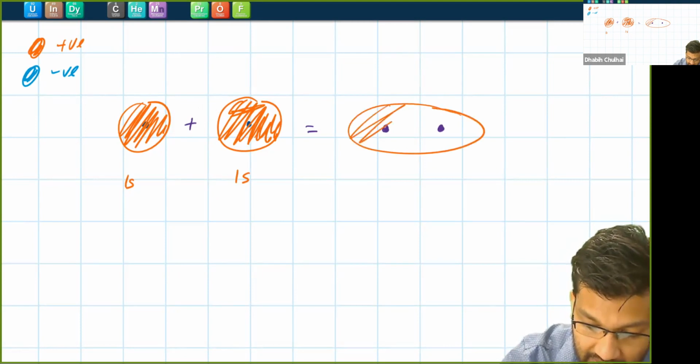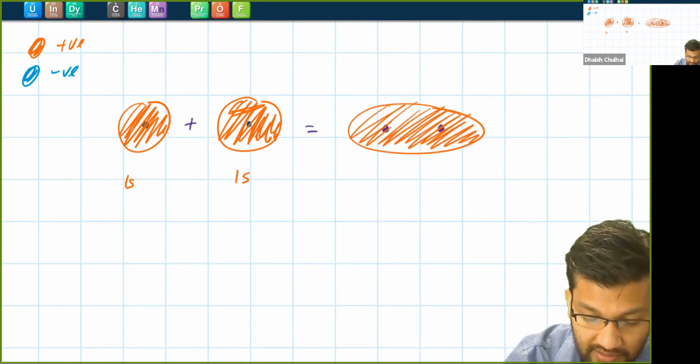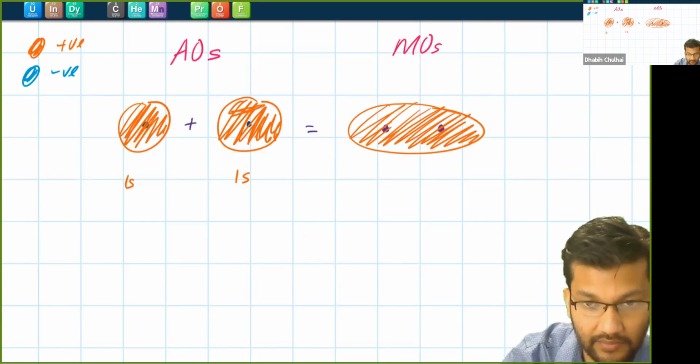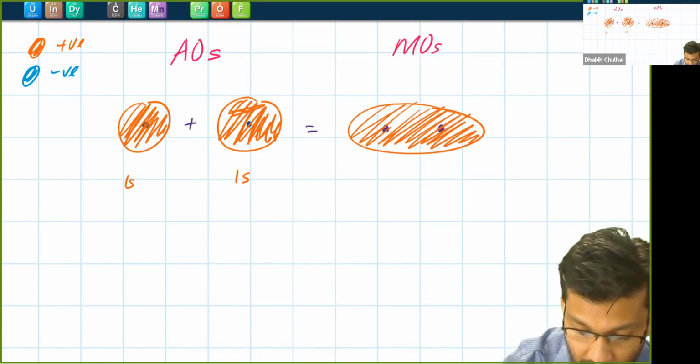All we're going to get is a bigger positive wave function. So on the left here, we're going to look at atomic orbitals, and on the right here, we're going to add them together to get molecular orbitals, because the wave function now spans the whole molecule. And we need to label these.